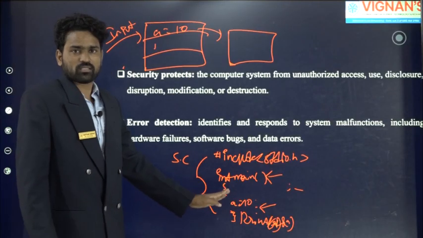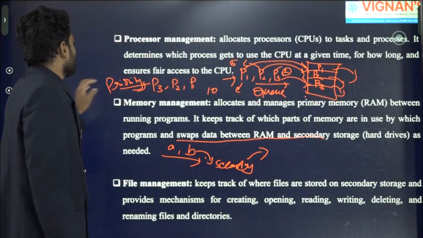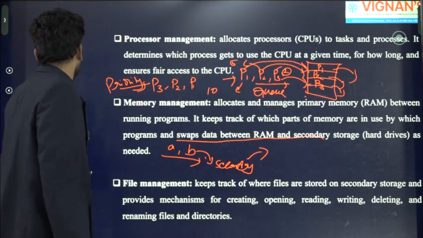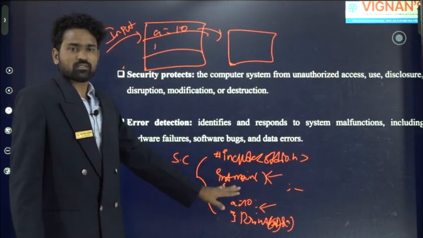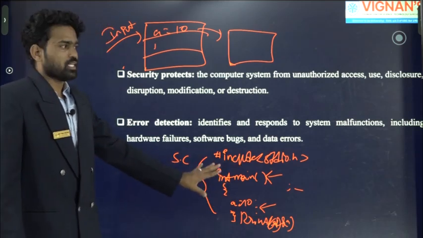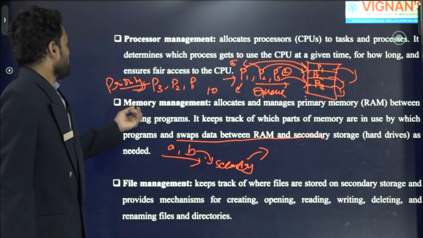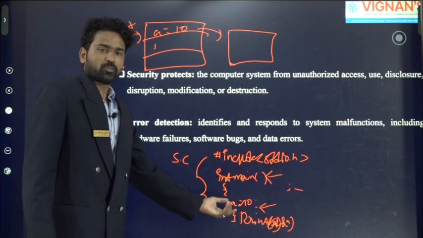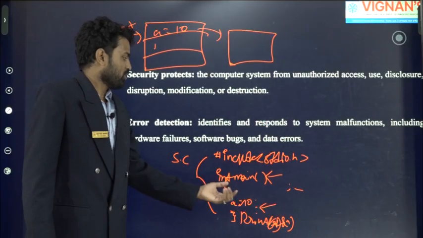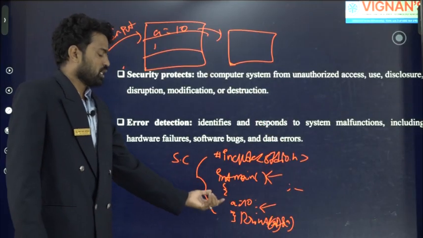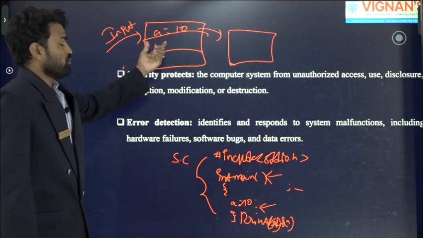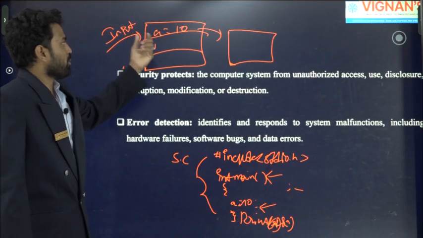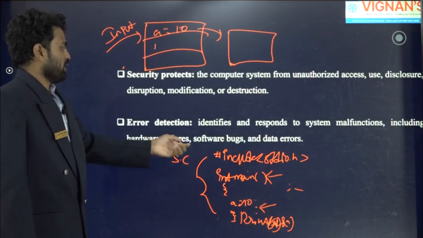First one is process management. In this process management, the program is one process that needs to utilize the CPU. Then memory management. After process execution, once this process has executed in main memory, we need to allocate some memory to the particular thing. So a equal to 10. We have mentioned a equal to 10, so the memory is going to be allocated for a equal to 10 here.